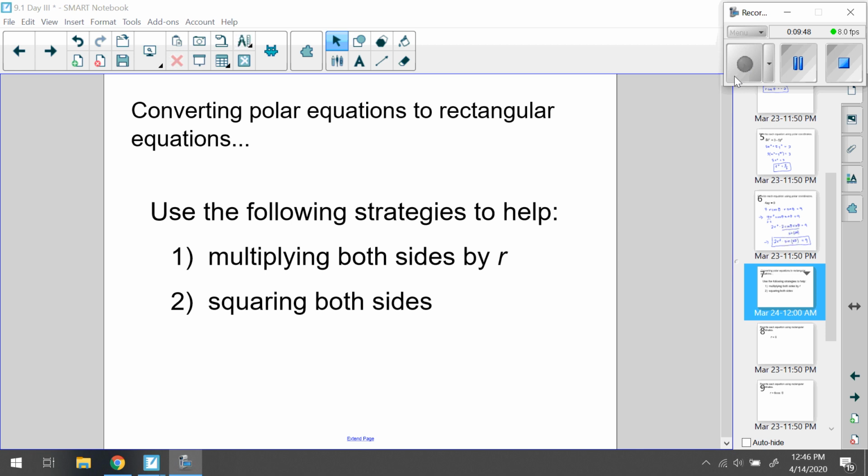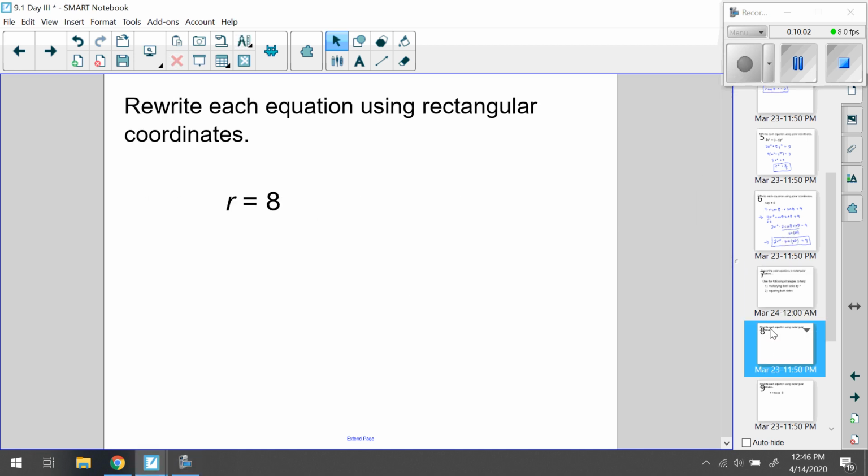One strategy that they suggest is multiplying both sides by r could be really helpful. Or the second strategy is considering squaring both sides. That's another thing that we could do that could kind of help us get things started. So let's run through a few examples of these.